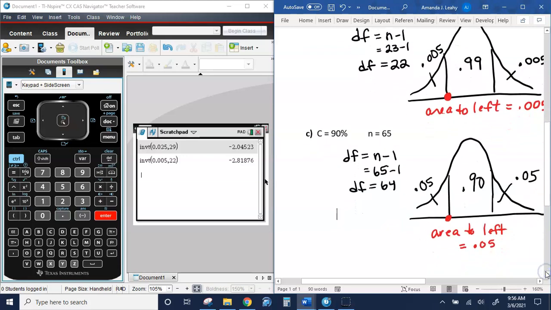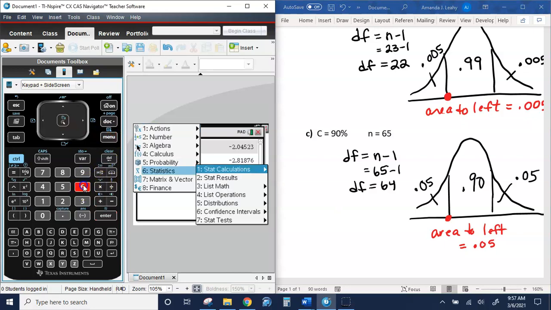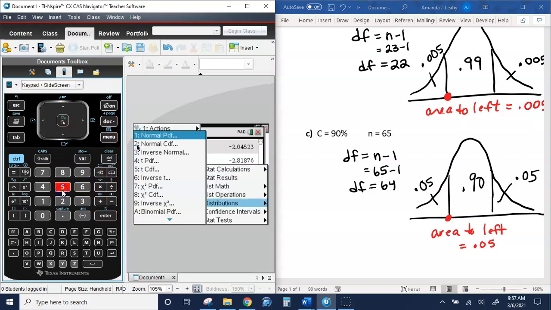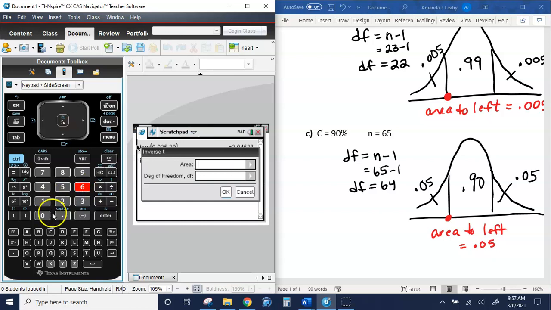Okay, so I'm going to start off with the TI-Nspire. I want a 90% confidence interval where the sample size was 65. Okay, so I know with a one sample test, this means the degrees of freedom is n minus 1, 65 minus 1. We're talking about 64 degrees of freedom. So with a 90% confidence interval, I would have 5% to the left of the score that I'm looking for. I'm going to go Menu, Statistics, Distributions, and Inverse T. The area to the left is 5%, 0.05. The degrees of freedom is 64.